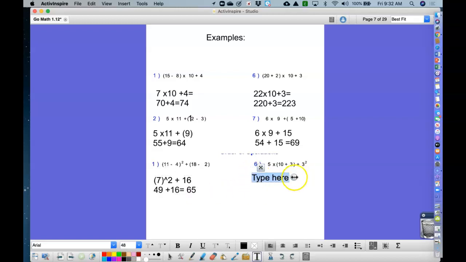And the last one over here, remember parentheses first. So I'm going to do 5 times, but this is 10 plus 3, so that's 13. Plus 3 to the exponent of 2. Now I need to do exponents. 3 to the exponent of 2 is 9 because that's 3 times 3. Now I'm going to do 5 times 13, which is 65. And then finally I will solve for 65 plus 9, which is 74.